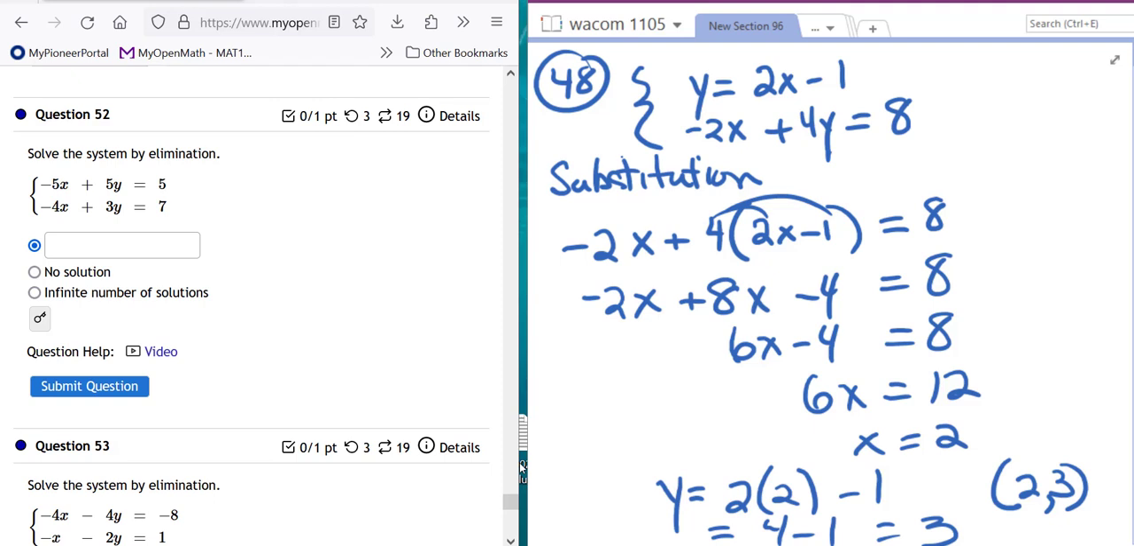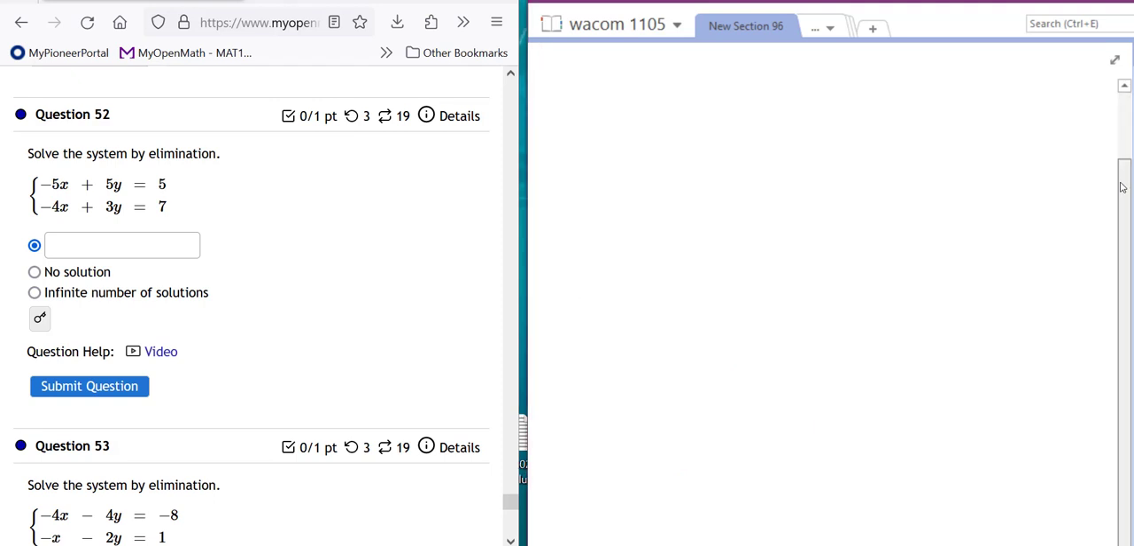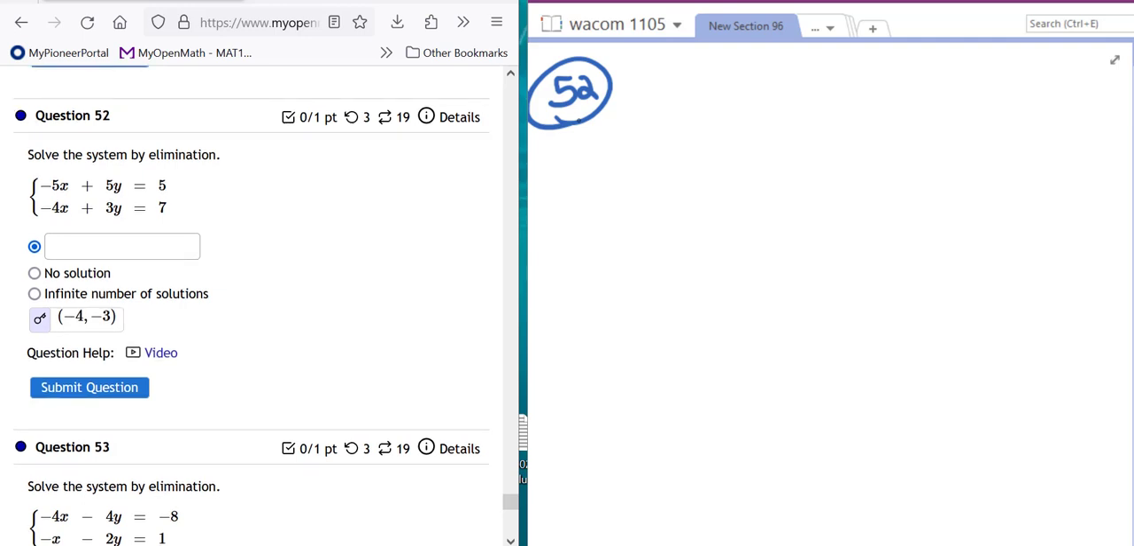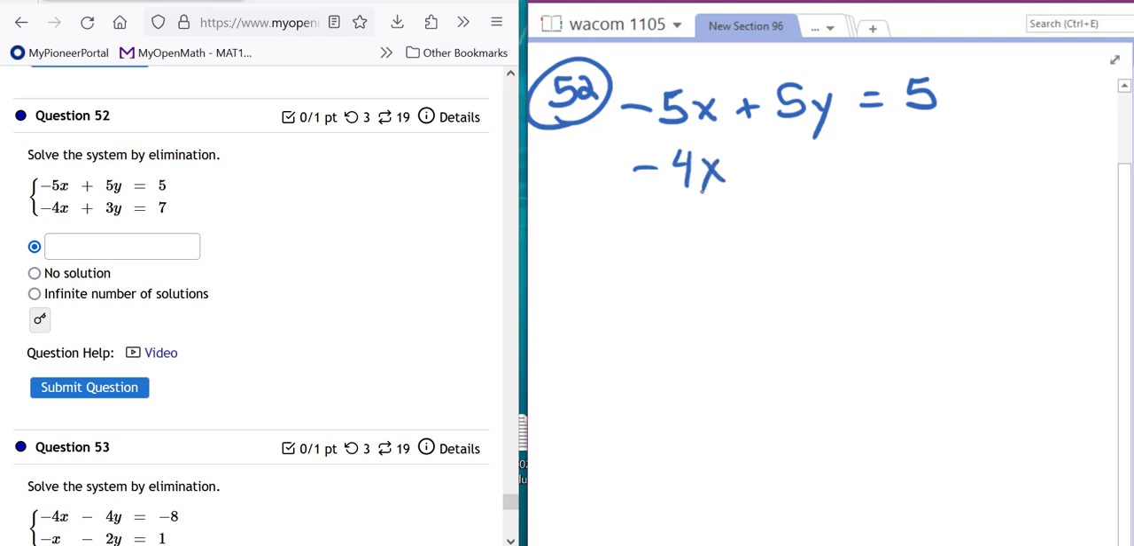All right, that's going to be a hard elimination, but we'll squish it in, okay? 52. Let me see if that's a special one. Nope, it's going to give me an answer. All right, so basically with this kind, you want your variables lined up, and you're going to multiply by something so that when you add them together, they're going to cancel.